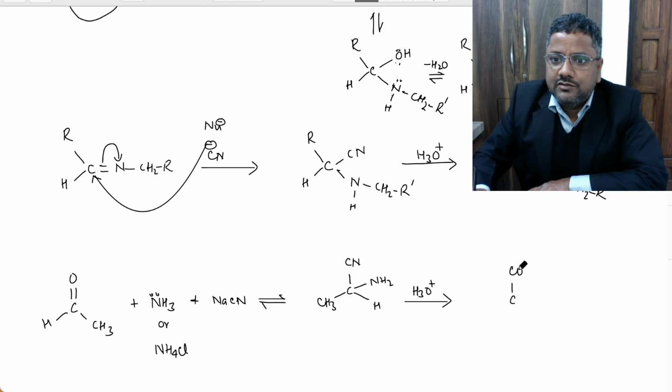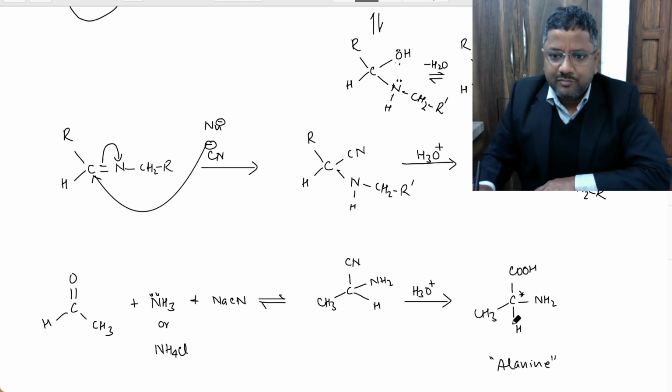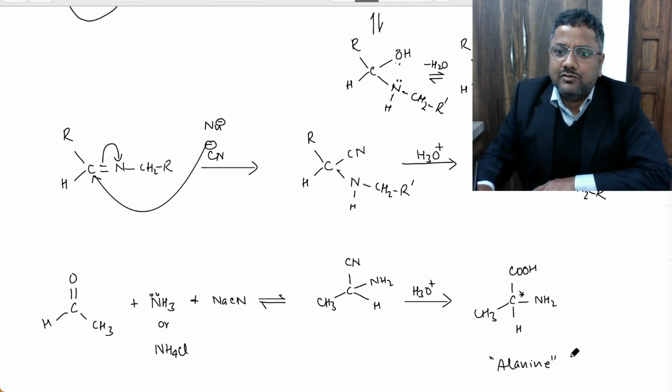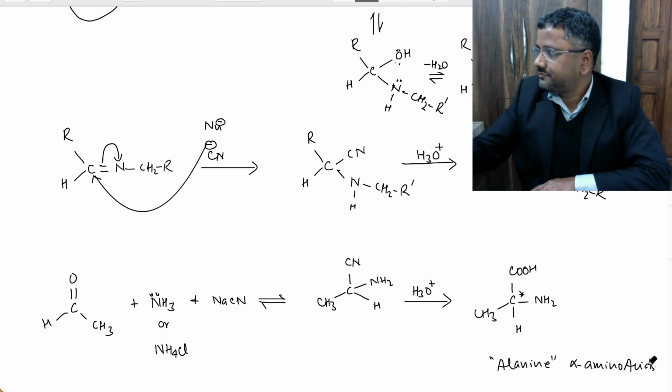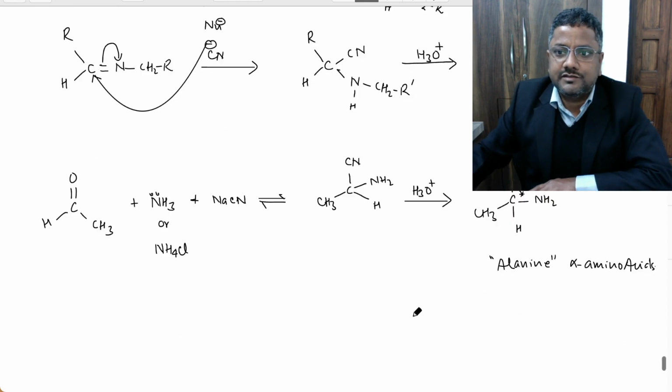COOH, NH2, CH3 and H, and you know this is alanine, alanine, right? So in this way you can prepare alpha amino acids, right? Okay, good. So this is Strecker's synthesis.